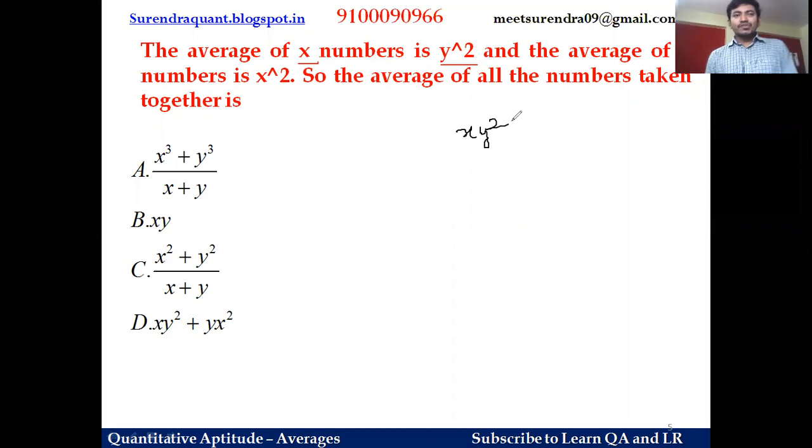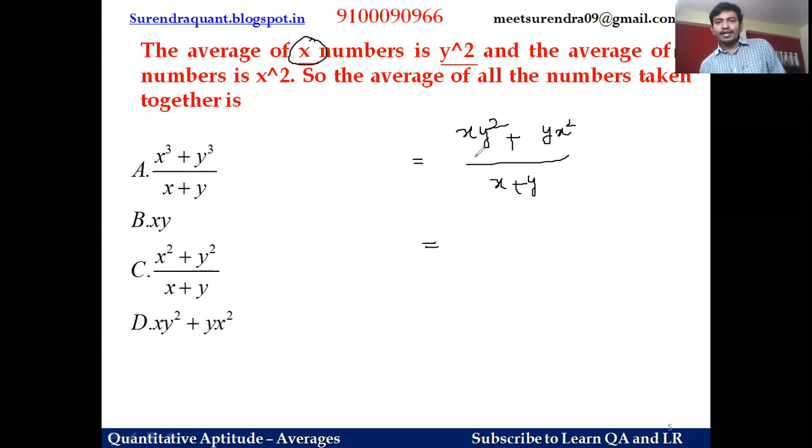What is the sum of the y numbers? y into x squared. Number of terms multiplied with the average. So this is the sum of all such terms divided by the number of terms. How many are there? Here you have x numbers. Here you have y numbers. Taken together, that is x plus y.